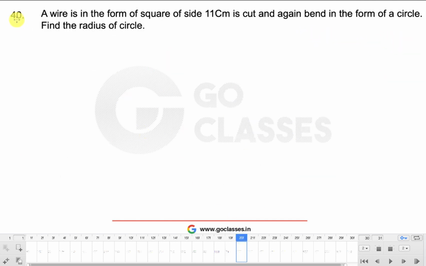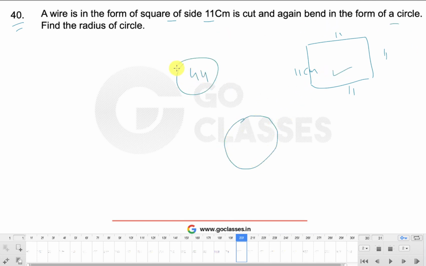Let's take the first question. A wire is in the form of a square of side 11 centimeter. Okay, 11 centimeter is the side. It is a square, all sides are the same, and it is cut and again bent in the form of a circle. Okay, what is the perimeter of this? This is 44, the summation of all these.